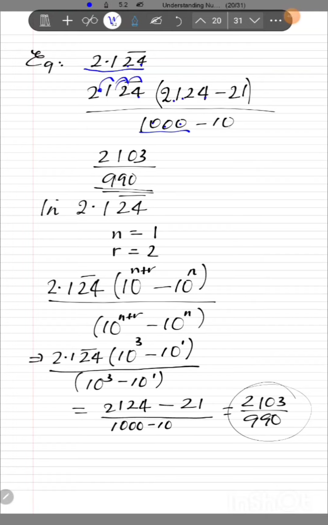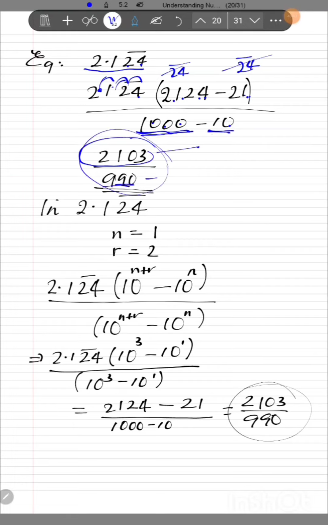Then next I multiply it by 10. By 10 means it moves only 1 step, then 21. So 2124 will have a decimal part, 24, 24, 24 repeating. That one also, 21 will have a decimal part, 24 repeating. The repeating parts will cancel out each other. Same repeating decimals, the difference is 0. So 2124 minus 21 is 2103. 1000 minus 10 is 990.